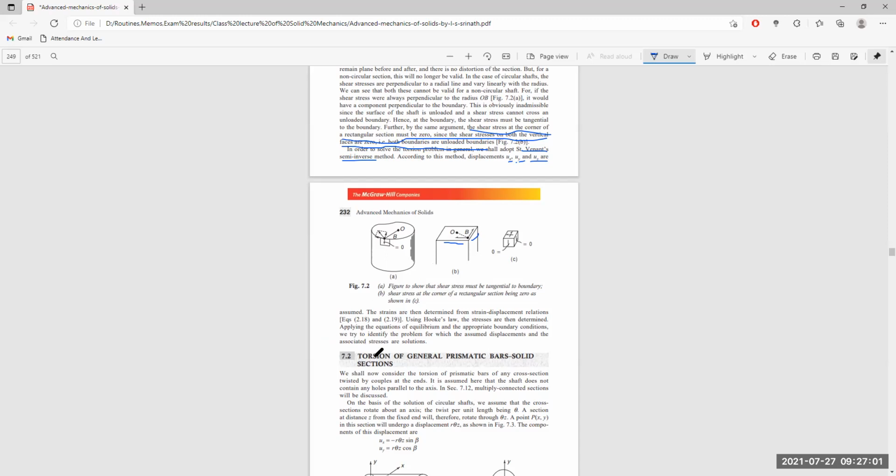Let us now consider the torsion of a prismatic bar of any cross-section twisted by couples at the ends. It is assumed that the shaft does not contain any hole parallel to the axis. So on the surface of the shaft, there is no other hole or any other disturbance or deformation.